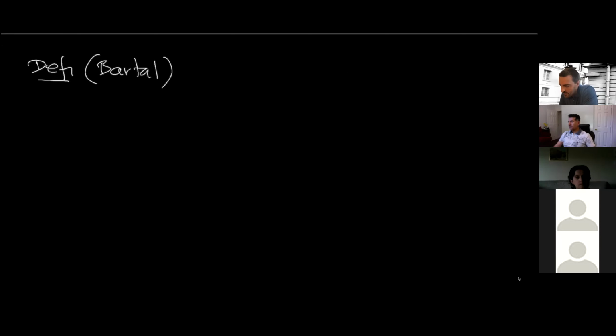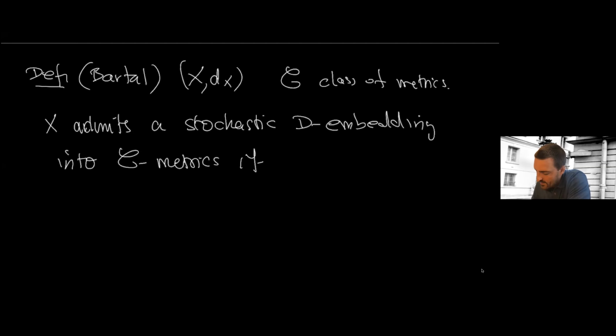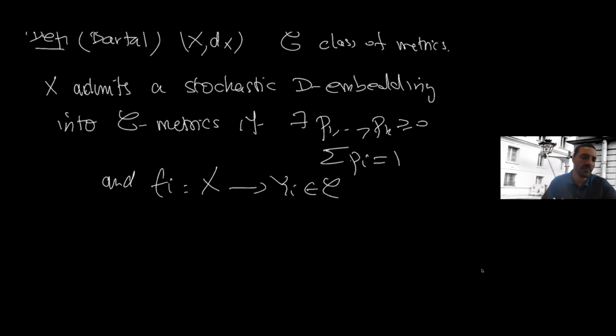So this was in the mid 90s. If X is a metric space, and C is a class of metrics, we say that X admits a stochastic embedding into C metrics if there exist non-negative numbers p_i that sum to 1, and maps from X into Y_i, where Y_i is an element in your class of metrics.